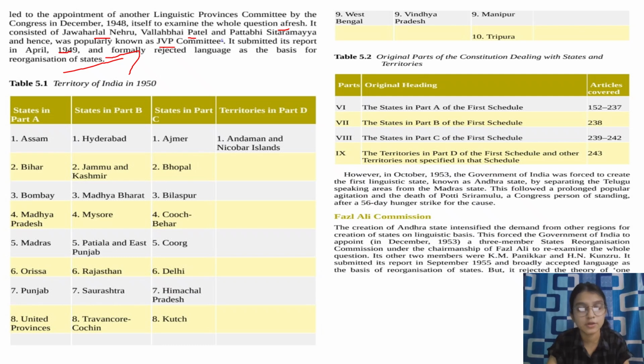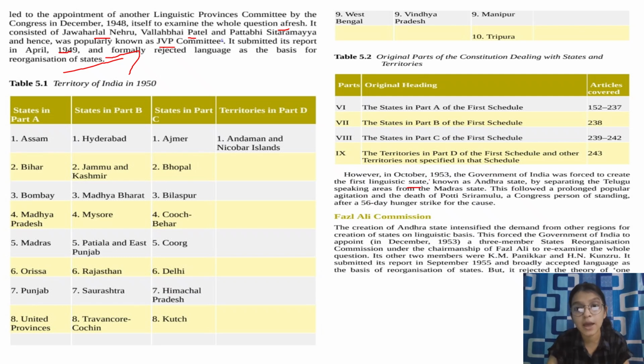Again, just like the earlier commission, this commission also denied that the states should be reorganized on the basis of language. And these are the four-fold classifications that I have just put in a horrible drawing. So this is a kind of table that you can write down. So this is how it was reorganized after independence. Then we have the original parts of the constitution dealing with states and territories.